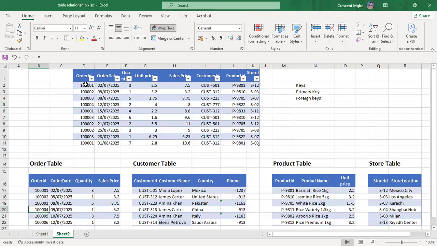Therefore, if I want to know information about this order, I'll go to the order table here. So this one is unique, and this one is not unique. This one can duplicate, and this one cannot duplicate. Let me use normal English.